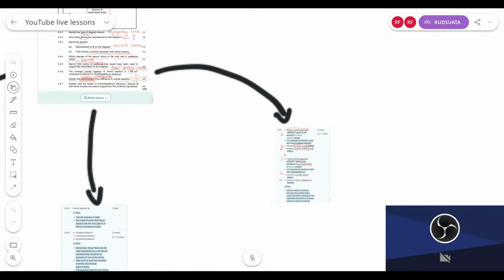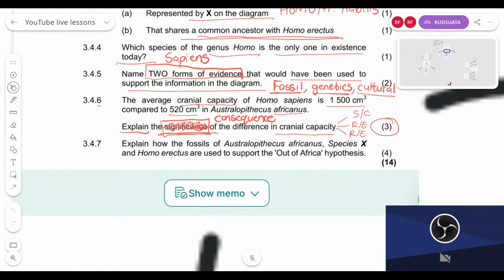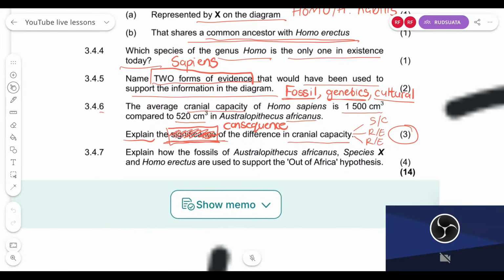Now, a lot of you are asking me to go over the out of Africa hypothesis, and conveniently, it is our last question on this section. It says, explain how the fossils of Australopithecus africanus, species X, which remember is Homo habilis, and Homo erectus, are used to support the out of Africa hypothesis. And this is actually quite a chunky answer for 4 marks.